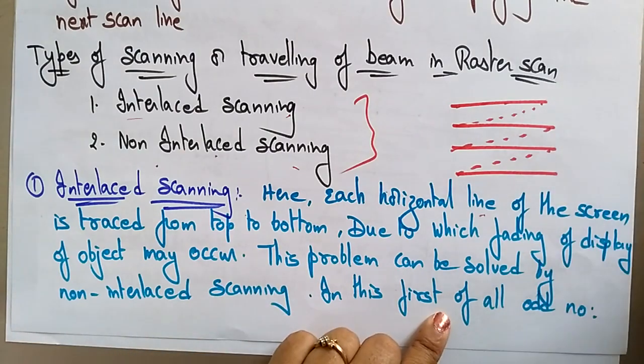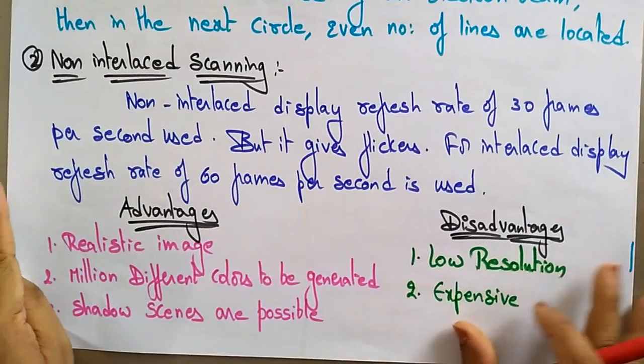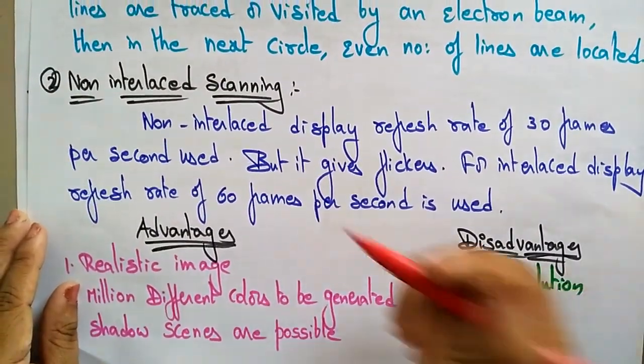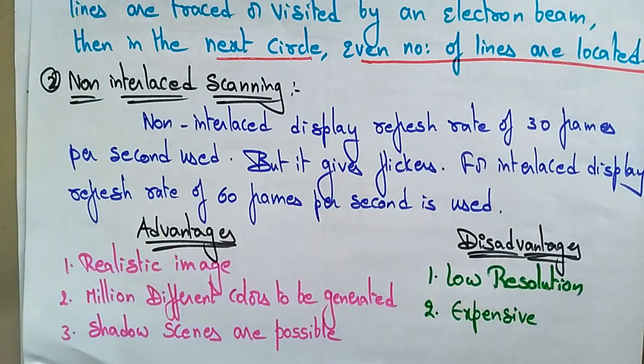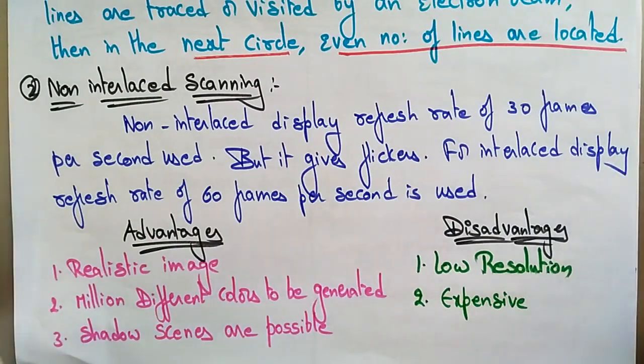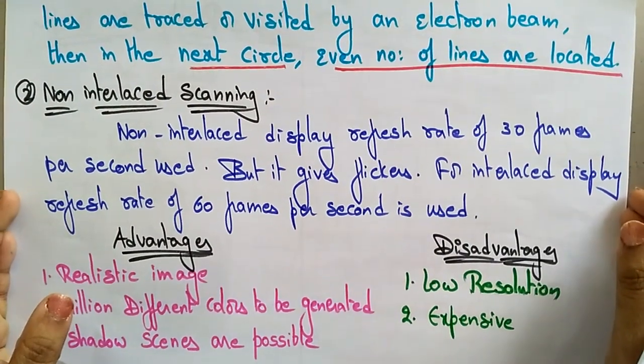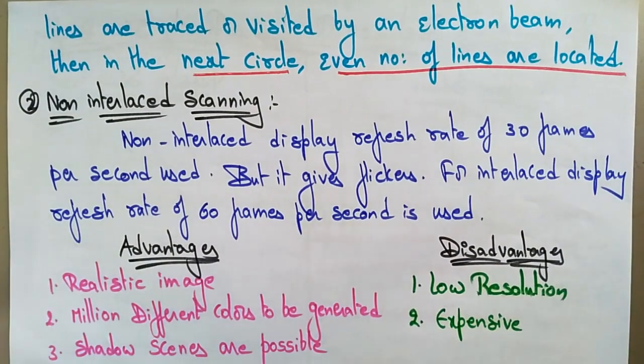In this, first of all, odd numbered lines are traced or visited by the electron beam. Then in the next cycle, even numbered lines are visited. So first it visits the odd numbered lines, later it will visit the even lines. So that is the interlaced scan.